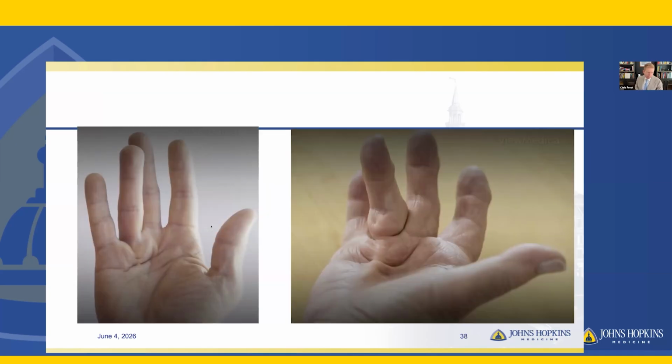This is what that looks like. You can see on the milder end on the left, it looks like what we call a cord of tissue that's just starting to pull that ring finger forward a little bit. And then you can see on the right a more severe form where it's really significant at that point.